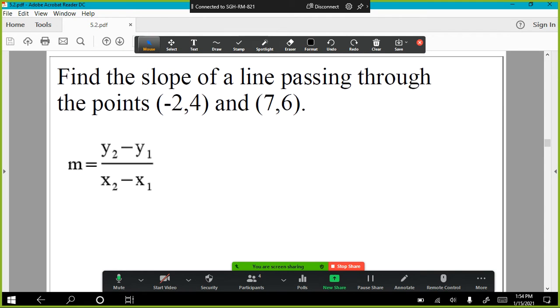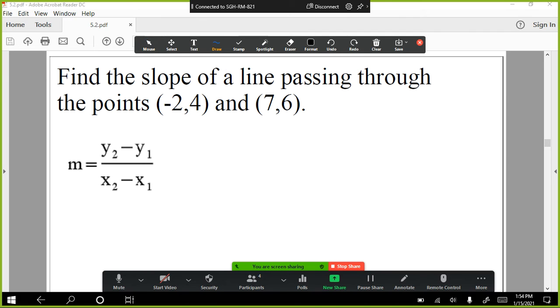All right, same thing right here. It goes through the points -2, 4, and 7, 6. So I'm not going to label them this time. I'm just going to make sure I go the same direction. I say 4 minus 6. I subtract the y's. So that means I have to now start with -2 on the x's. Minus 7. 4 minus 6 over -2 minus 7.